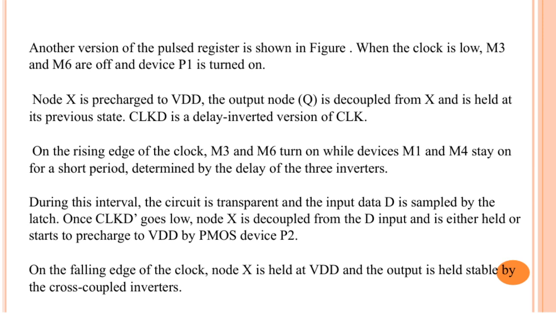When CLKD goes low, node X disconnects from the input D and either holds its value or begins precharging back up to VDD, controlled by PMOS device P2. Finally, on the falling edge of the clock, node X is held steady at VDD, and the output Q remains stable thanks to the cross-coupled inverters. This operation ensures that data is latched correctly and held reliably throughout the clock cycle.